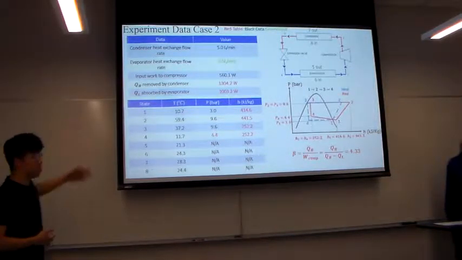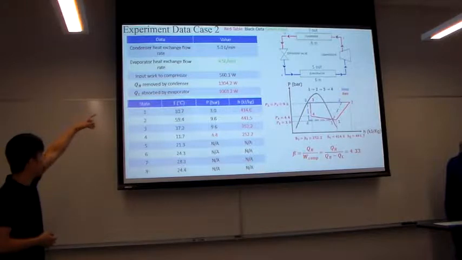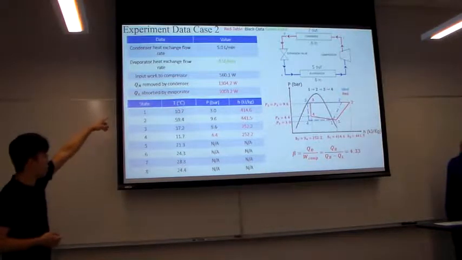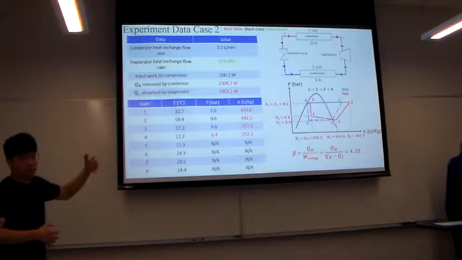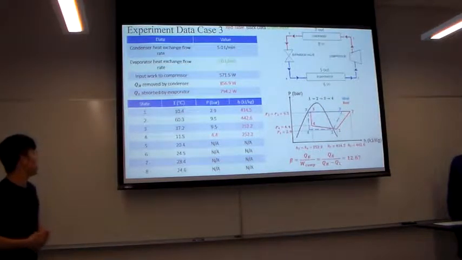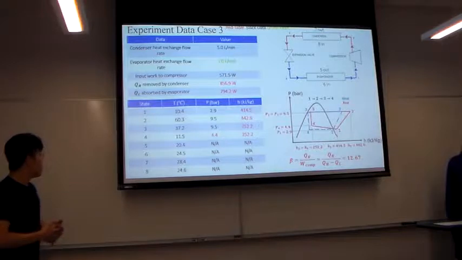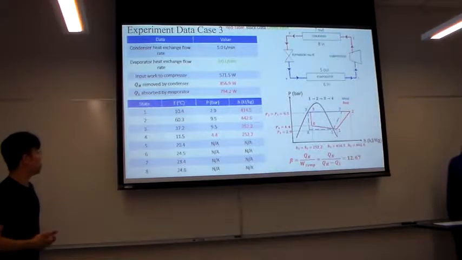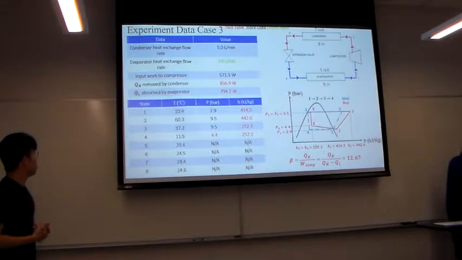For case 2, the procedure is the same, but the difference is the evaporator heat exchanger volumetric flow rate is 4.5 liters per minute. If we follow the same procedure, we get a COP of 4.33. In the last case, the evaporator heat exchanger volumetric flow rate is 3 liters per minute, and the COP is around 12.67. As we can see, if we decrease the volumetric flow rate for the evaporator-side heat exchanger, the COP is increasing.